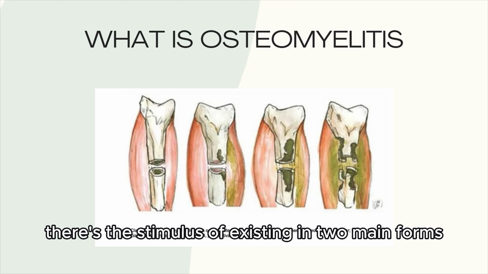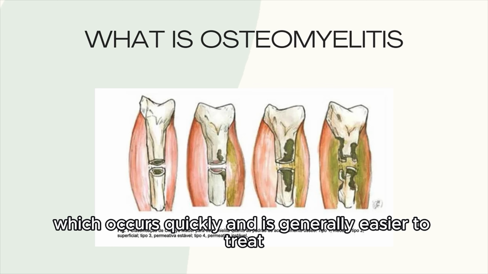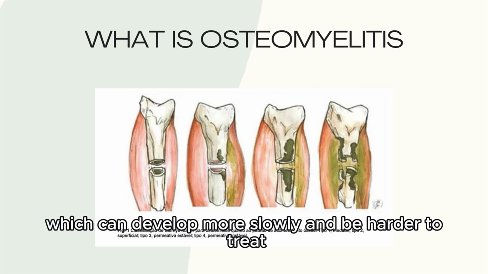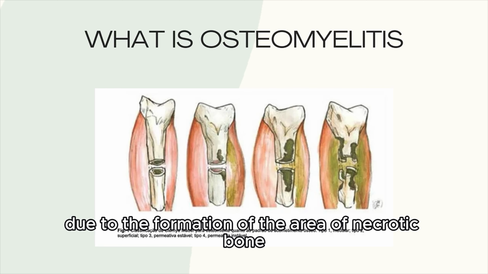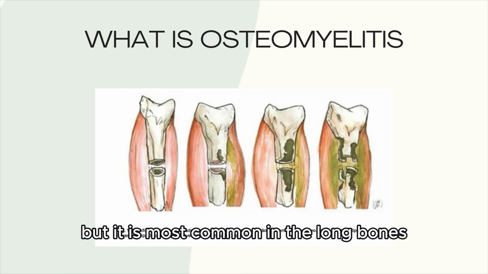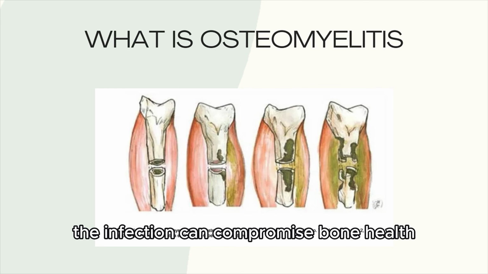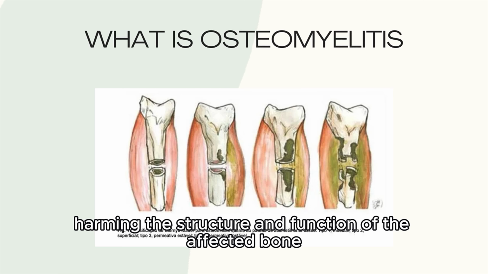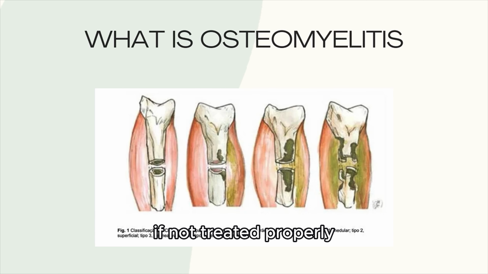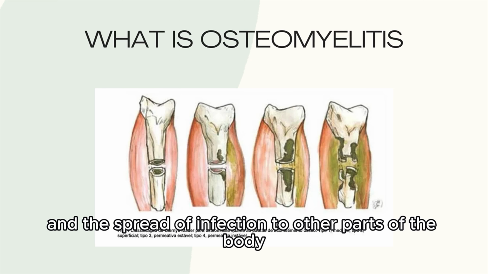It exists in two main forms: acute, which occurs quickly and is generally easier to treat, and chronic, which can develop more slowly and be harder to treat due to the formation of areas of necrotic bone. Osteomyelitis can affect any bone in the body, but it is most common in the long bones of the legs and arms in children, and in the spine in adults. The infection can compromise bone health, harming the structure and function of the affected bone. If not treated properly, it can lead to serious complications, including bone destruction and the spread of infection to other parts of the body.